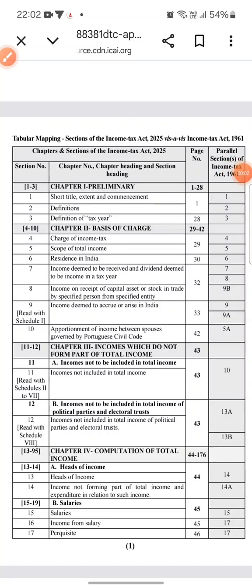Hello friends, good evening. Today we'll discuss the tabular mapping of sections of the Income Tax Act 2025 vis-a-vis the Income Tax Act 1961. Short title, extent and commencement is section number 1. The same section was there in the Income Tax Act 1961. Section 2 is definitions, and section 3 is tax year. In section 4, charge of income tax, the section number in both Acts is the same.